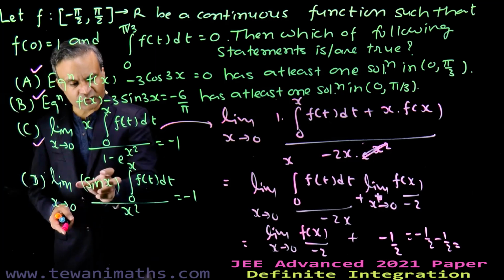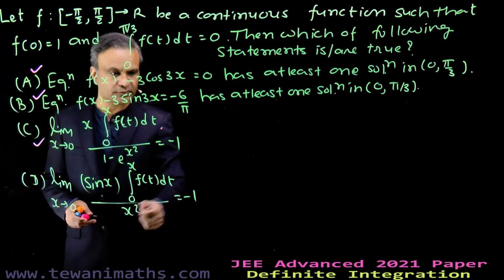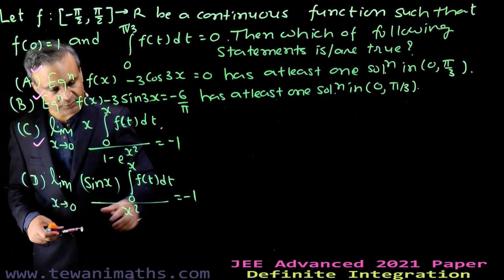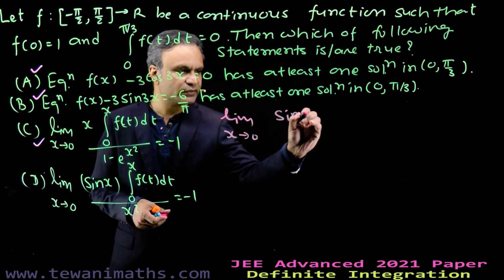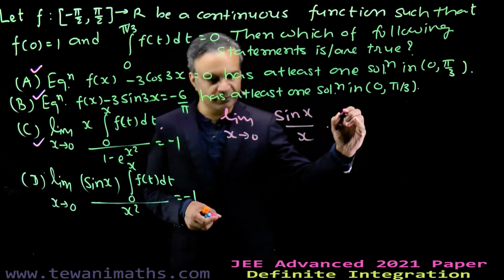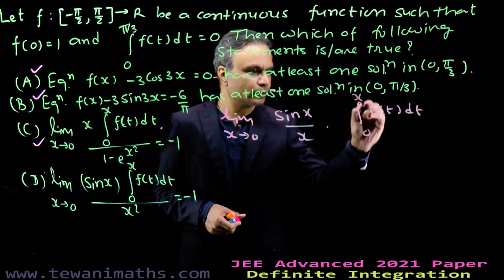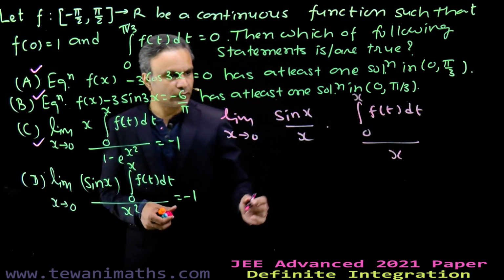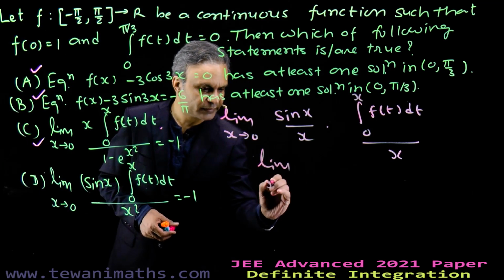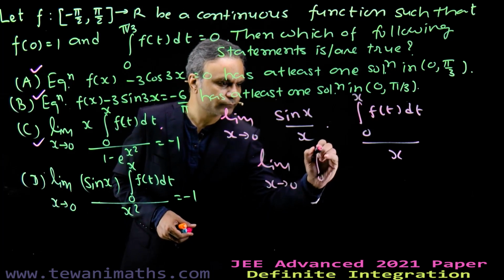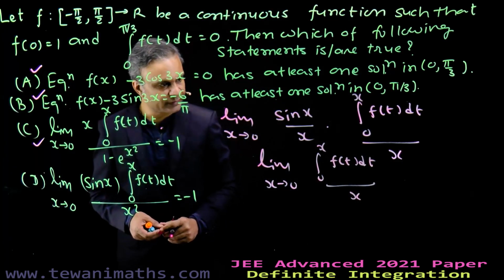Okay, now let's check this option. Now we have here limit x tends to 0 of sin x into this definite integral over x square is equal to minus 1. Let's evaluate this limit. We can write it like this: limit x tends to 0 of sin x over x multiplied by this definite integral over x. The limiting value of sin x over x is 1, so we have now limit x tends to 0 of this definite integral over x. Now this is indeterminate form.